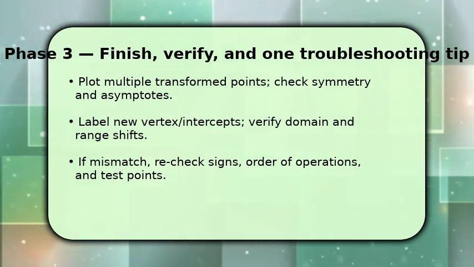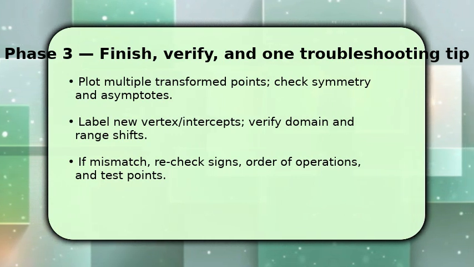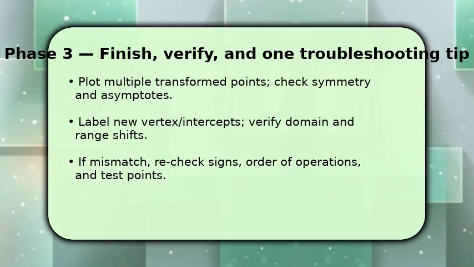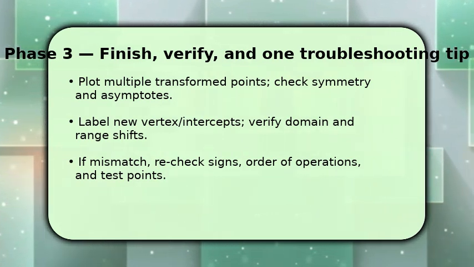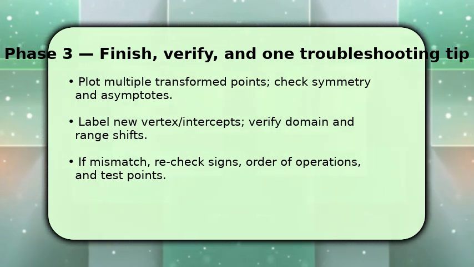If the sketch or values look wrong, use one key troubleshooting step. Recheck the sign convention for the horizontal shift and the order of substitutions, then reevaluate a simple test point. That single check resolves most translation errors quickly.